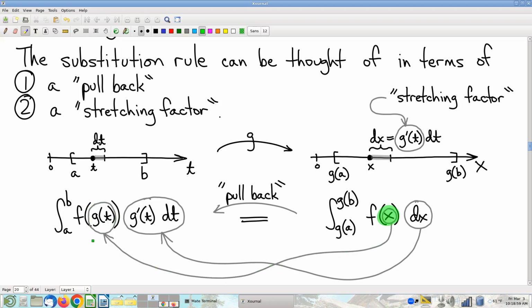Right? Okay, the second thing, though, that I want to talk about is this idea of a stretching factor. The idea of a stretching factor is, again, we have an interval on the t-axis. Its image is a different interval on the x-axis. And along those lines, each subinterval on the t-axis will also have an image. It will have an image that is a subinterval on the x-axis, whose size, of course, is dx. Right? And so now what are we going to do about that dx? We want to rewrite everything in terms of t. We're doing this pullback. How are we going to rewrite dx in terms of t?